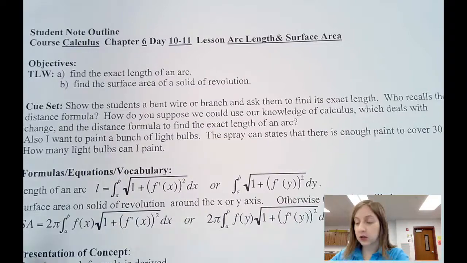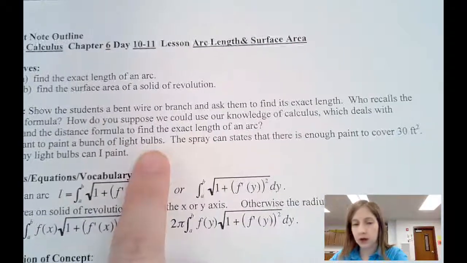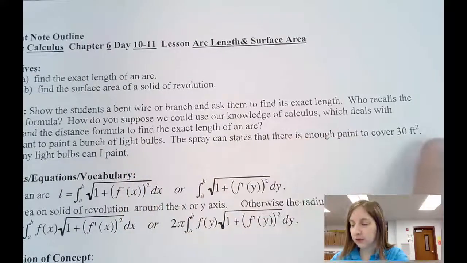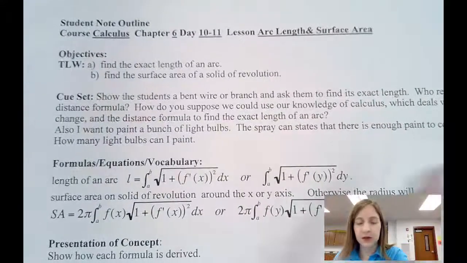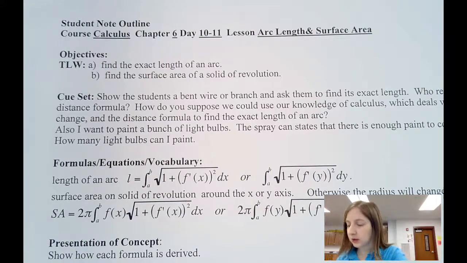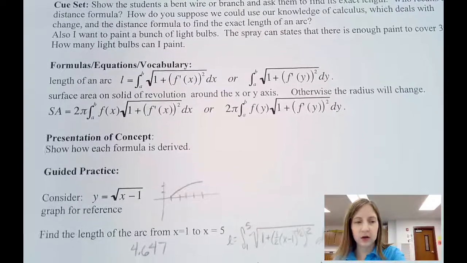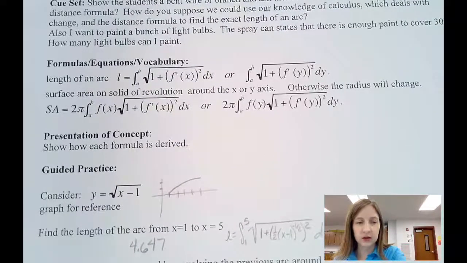Now, the other question here is if we wanted to paint a bunch of light bulbs, and the spray can says it can cover 30 square feet. How many light bulbs can I paint? Meaning we'd need the surface area of this weird shaped light bulb kind of thing, and how would we do that? And again, we're going to break it up into little sections and add them all together. So you have your formulas for length of an arc and surface area, and it's just that same idea.